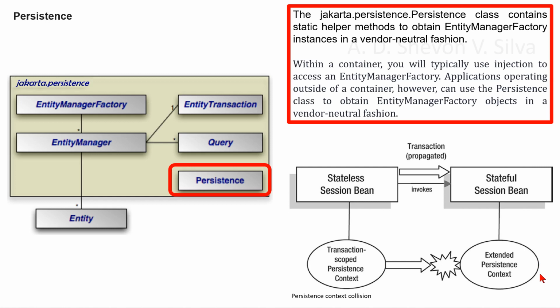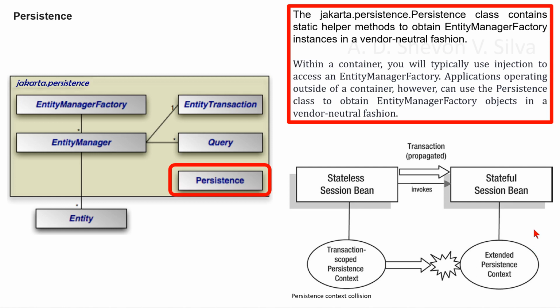One way to work around this problem is to change the default transaction attribute for a stateful session bean that uses the extended persistence context. If the default transaction attribute is requires new, any active transaction will be suspended before the stateful session bean method starts, allowing it to associate its extended persistence context with the new transaction.